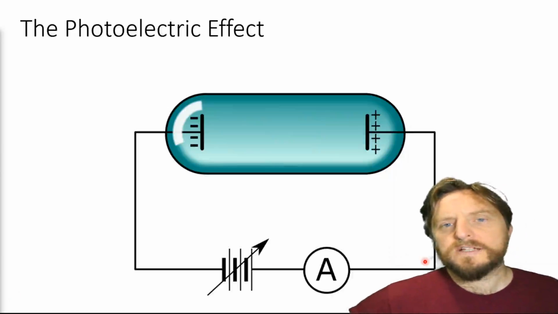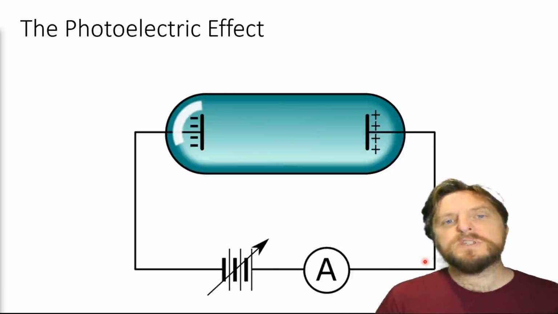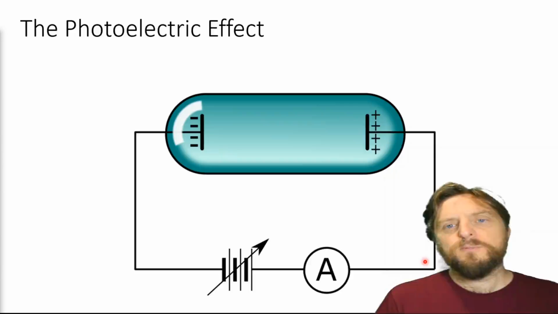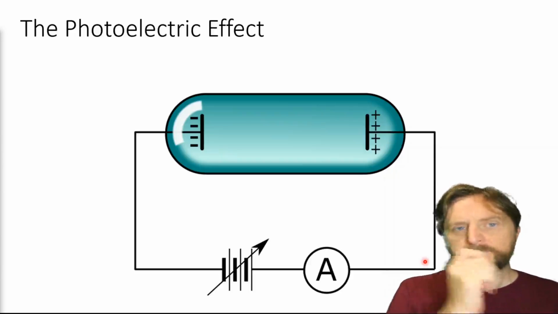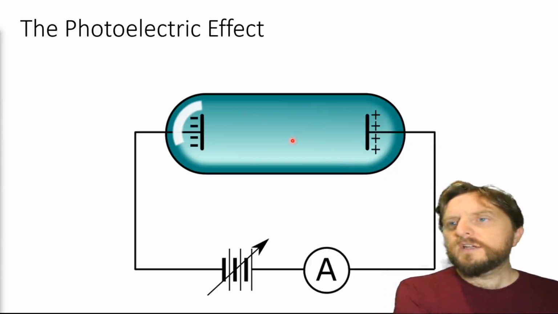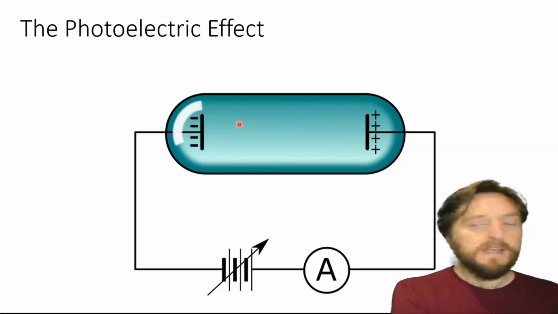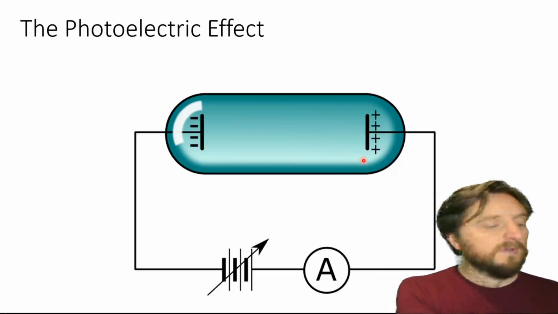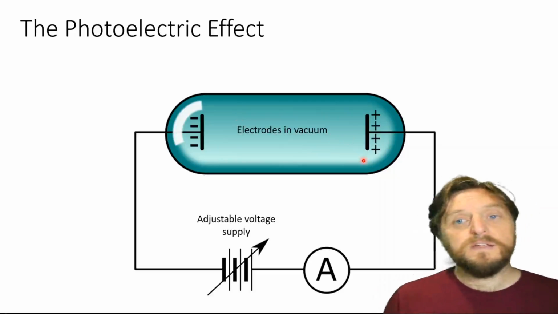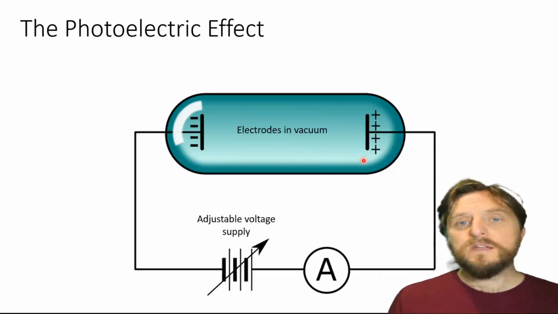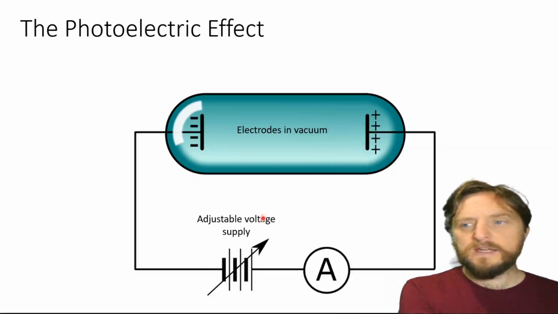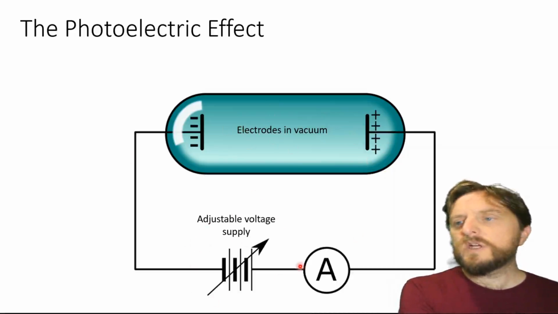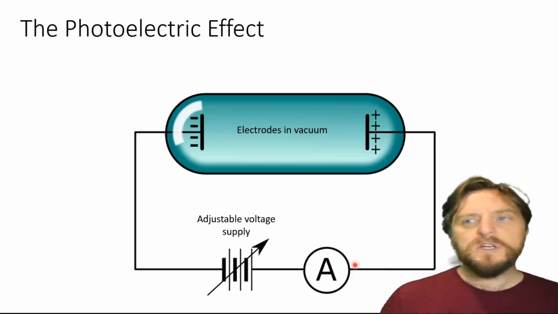We're going to look at one of the classic experiments that proved the photon model of light. This is called the photoelectric effect, and it's based on this apparatus. Basically, we have a pair of electrodes in an evacuated glass tube, and we've got an adjustable voltage supply, so we can change the voltage between these two electrodes, and then we can measure the current in some way.